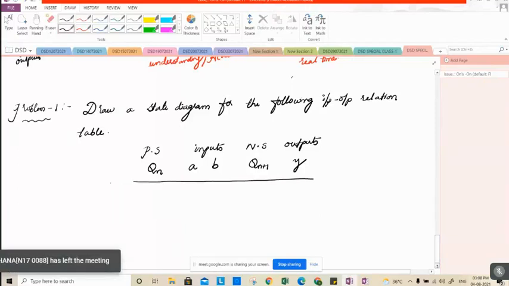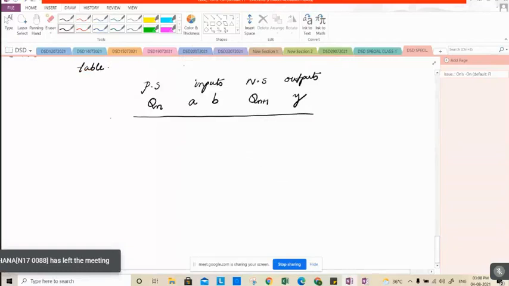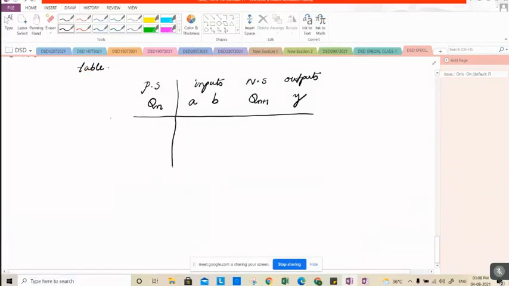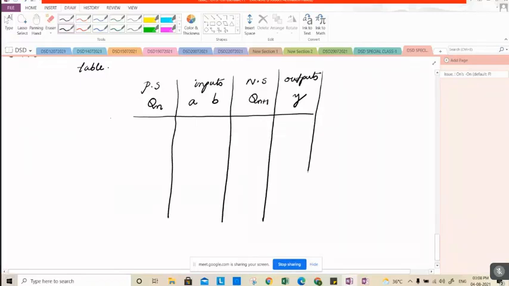Is this clear regarding the variable names? Is this terminology clear? Present state is being represented with the Qn. Inputs are being represented with AB. Next state is being represented with the Qn plus 1. Output is represented with Y. Is this clear? Right. 0 0 0, 0 1 1 0, 1 1.